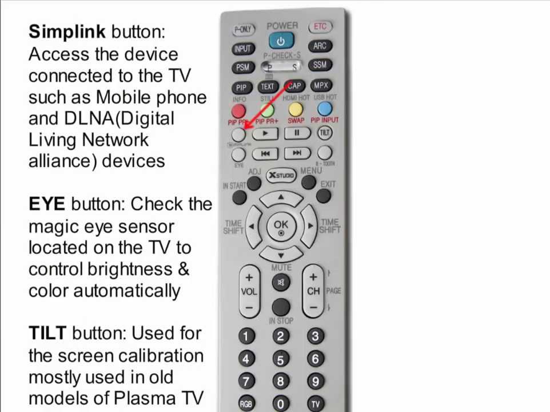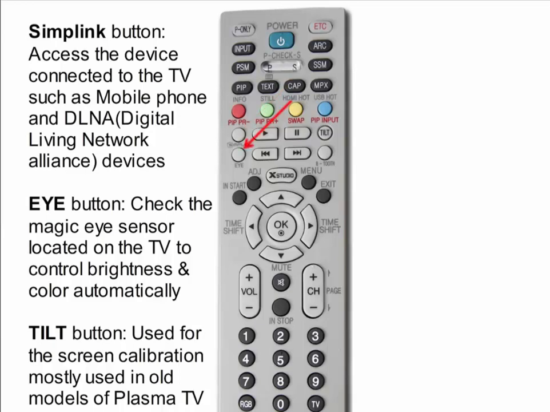The simplink button is used to access the devices connected to the TV such as mobile phones and DLNA devices, also known as Digital Living Network Alliance. In the coming courses, you will learn more about DLNA in detail.